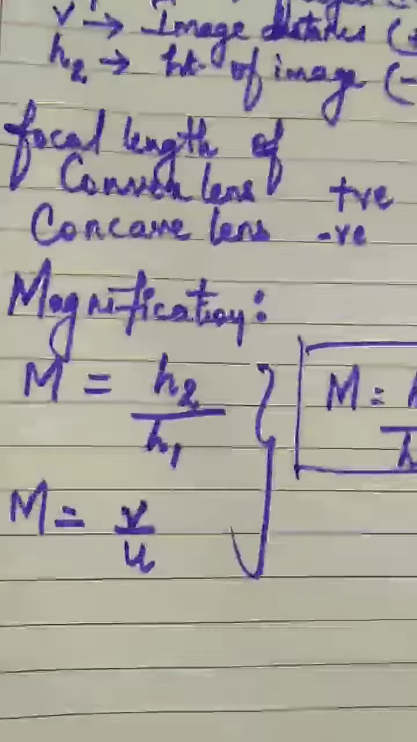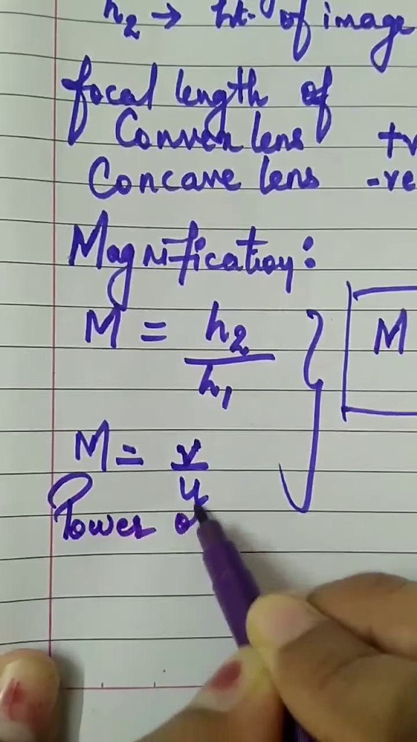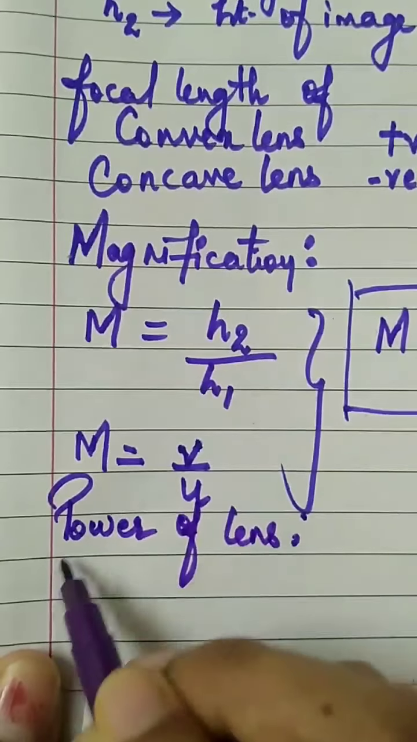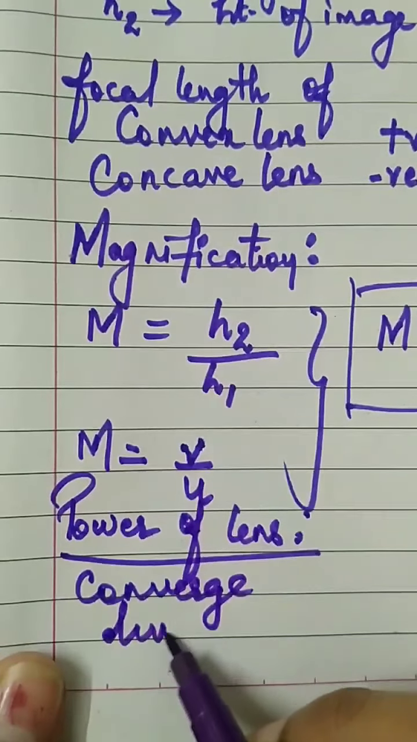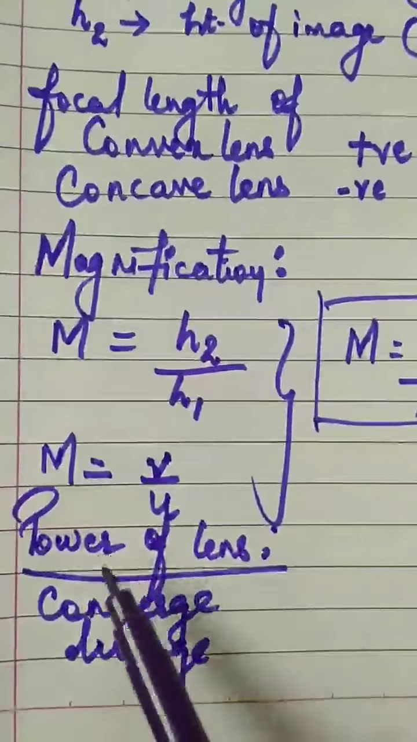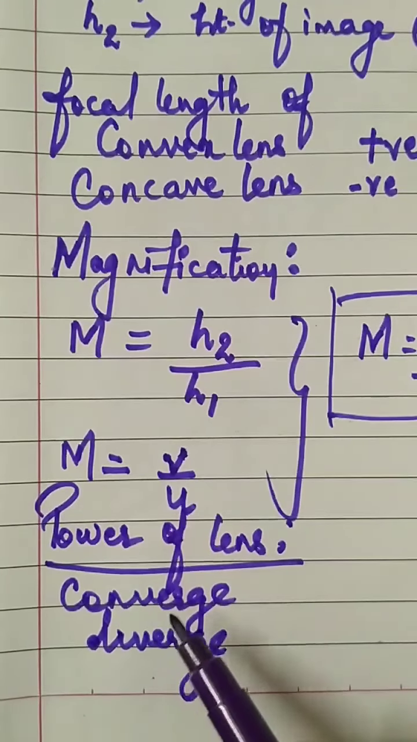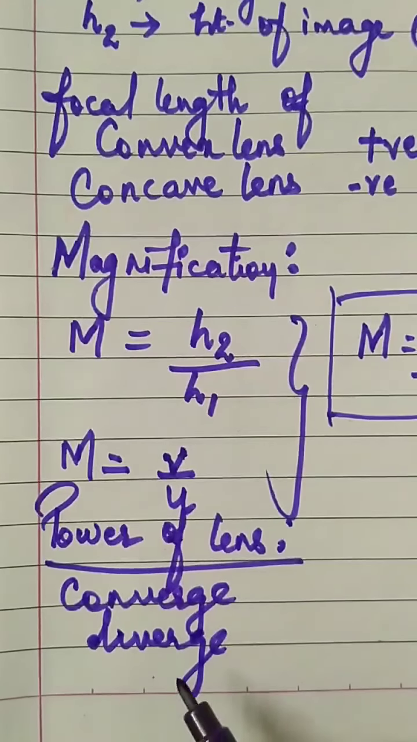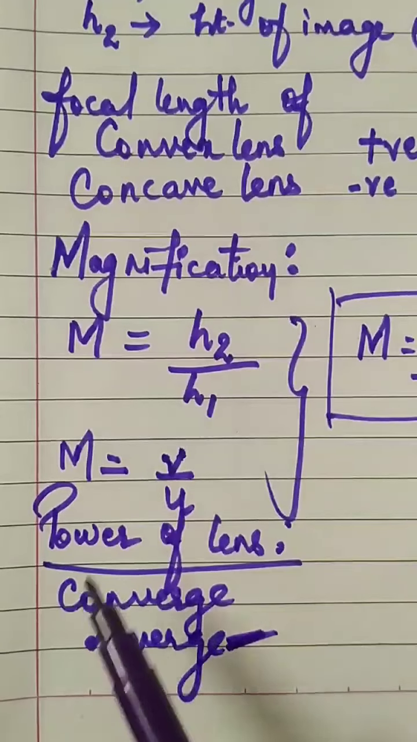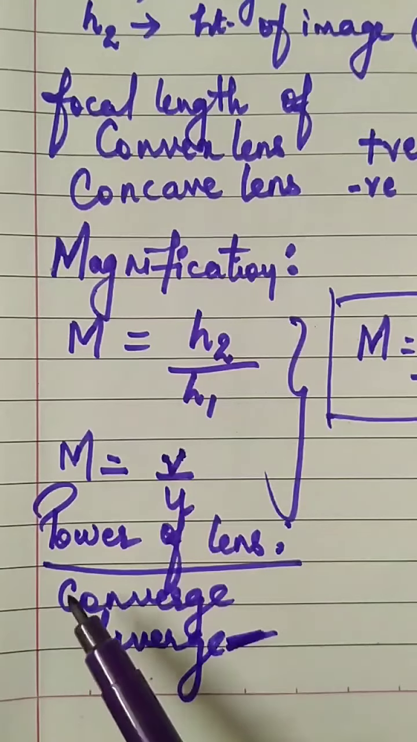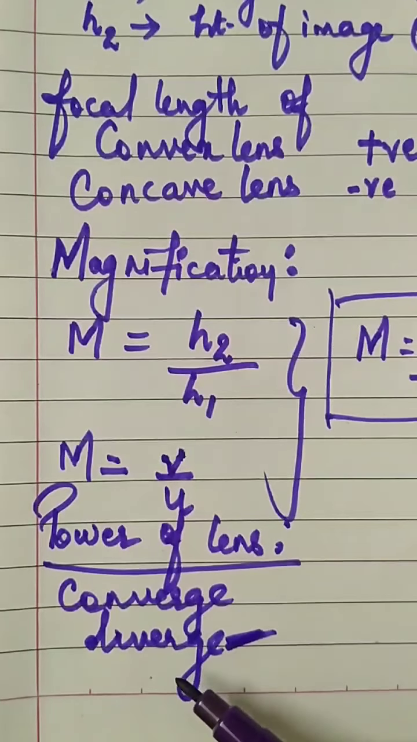Understood? Okay. Now after that we have the next topic called power of lens. Power of lens is the capacity of the lens to converge or diverge. For a convex lens, how much that convex lens can converge the incident ray, that capacity is called power of lens. If it is a concave lens, how much is the capacity of the lens to diverge the incident ray is called the power of lens. So the capacity of a lens to converge or diverge incident rays is called its power.